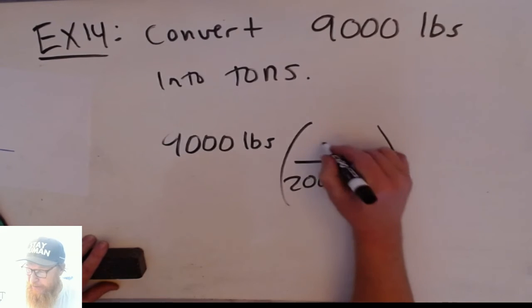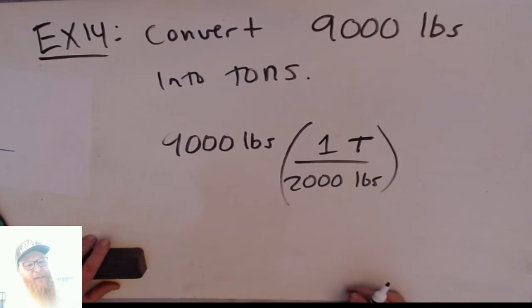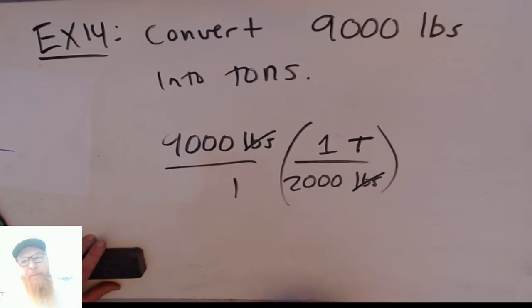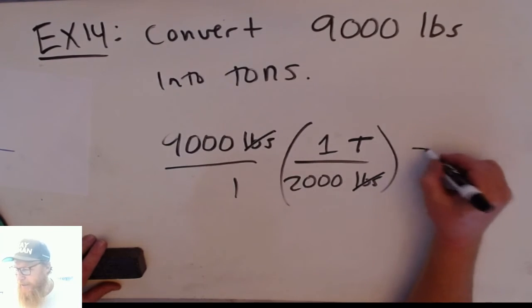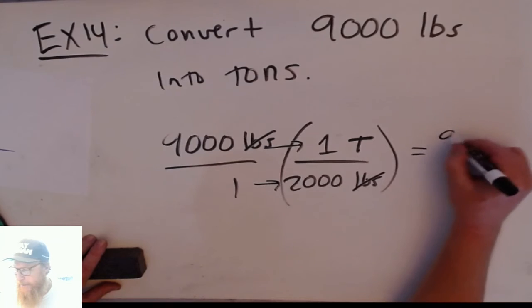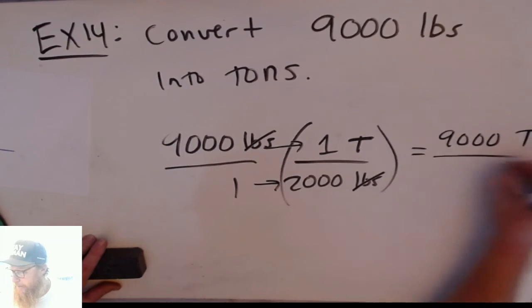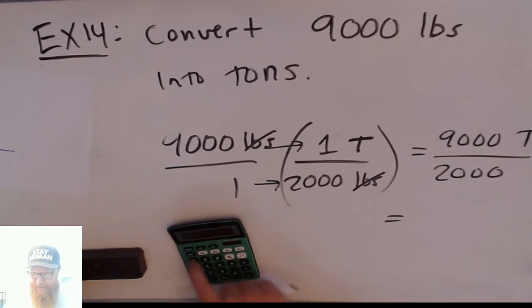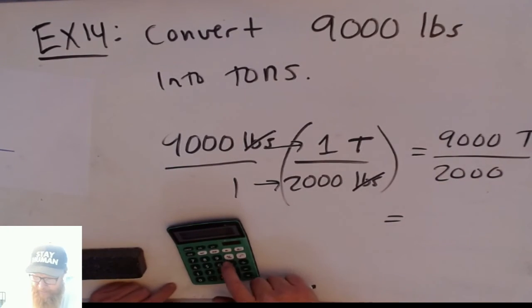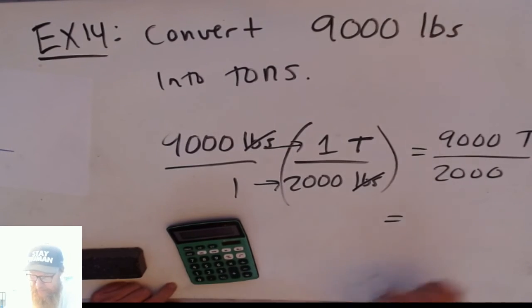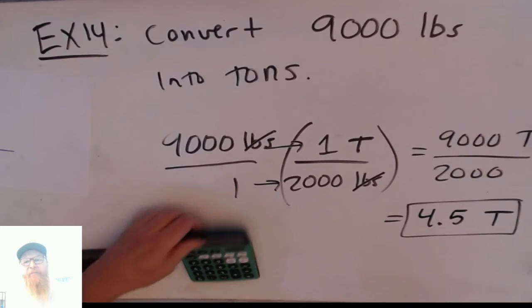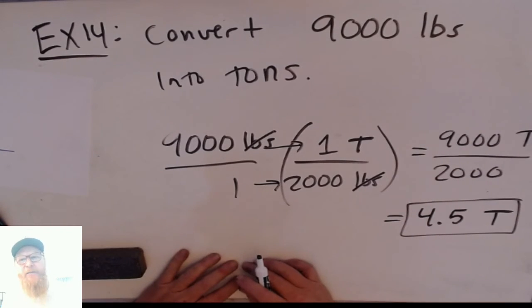2,000 pounds is 1 ton. We just use a capital T for ton. Cross off the pounds. Multiply straight across. The bottom is now 2,000, so divide it. We already know what that is. 9,000 divided by 2,000 is 4.5. 4.5 T. 4.5 tons, 9,000 pounds.